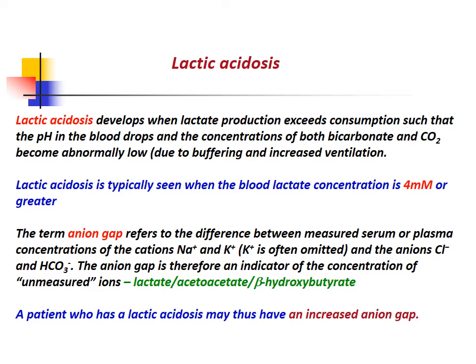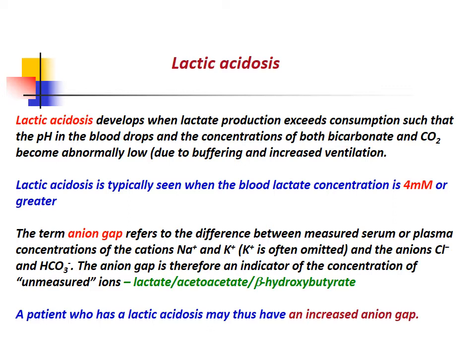Lactic acidosis. Lactic acidosis develops when lactate production exceeds consumption, such that the pH in the blood drops and the concentration of both bicarbonate and carbon dioxide become abnormally low due to buffering and increased ventilation. Lactic acidosis is typically seen when the blood lactate concentration is 4 millimolar or greater.